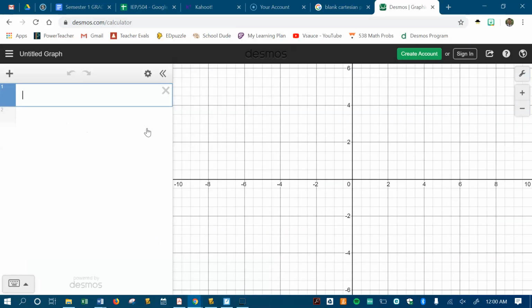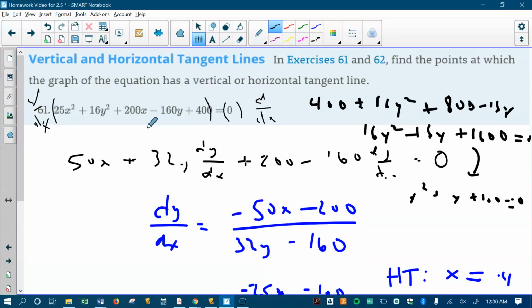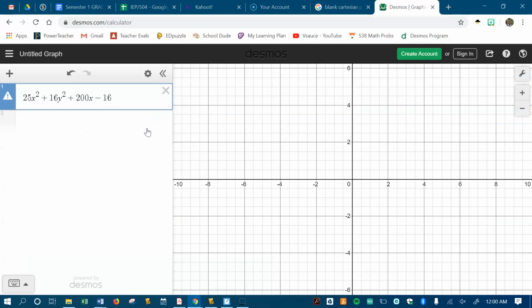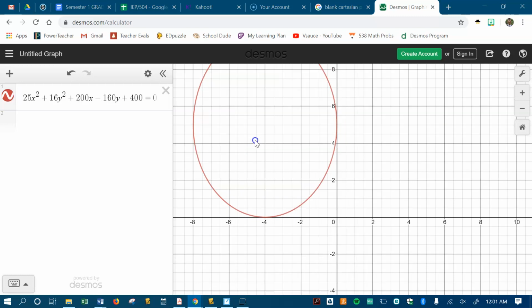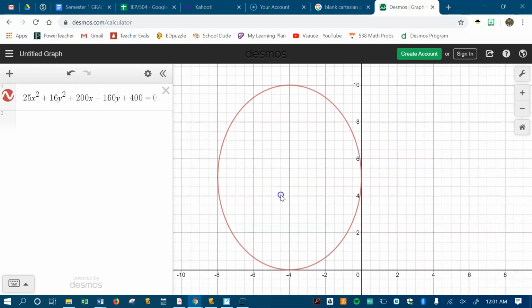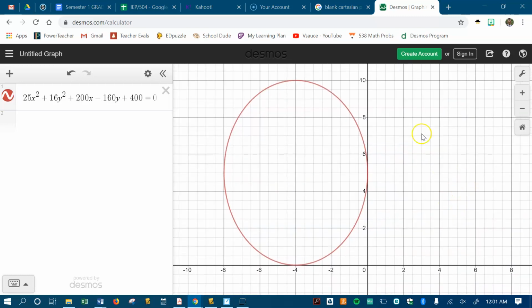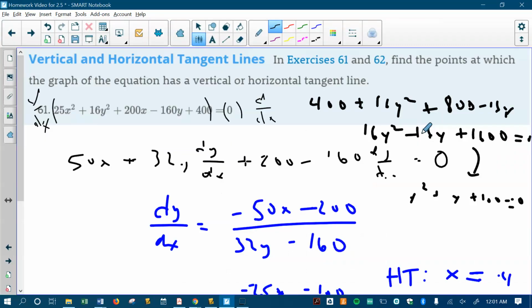Let's see if that's right. 25x squared plus 16y squared. I love Desmos. Plus 200x minus 160y plus 400 equals 0. Oh, cool. It's an ellipse. Look at that. There is no point at x equals 4. There is a point at x equals negative 4.